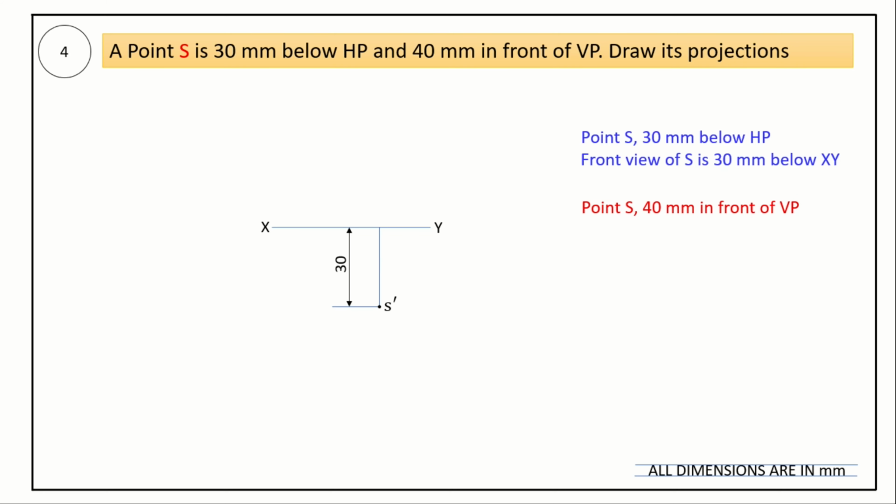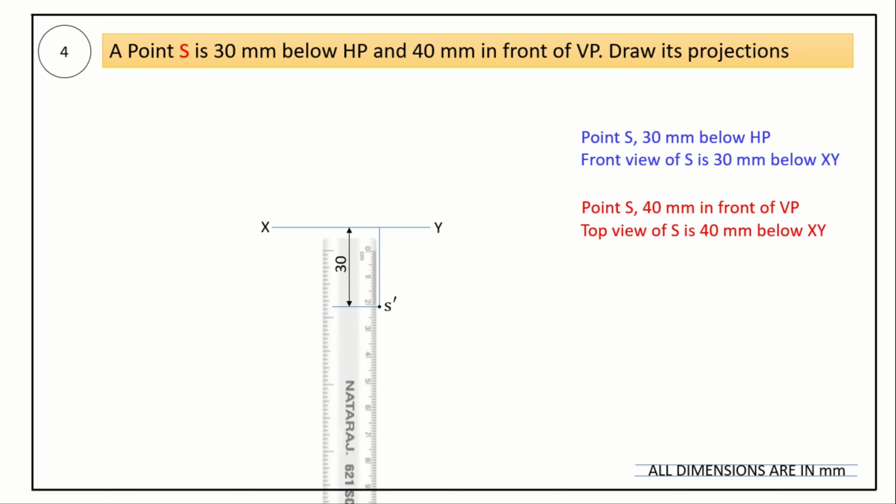Again it is given point S is 40 mm in front of VP. It means top view of S is 40 mm below XY. Take a scale, again from the reference line, the same point, measure 40 mm. Mark the point as S, the top view of the point S. This point S is 40 mm below XY.